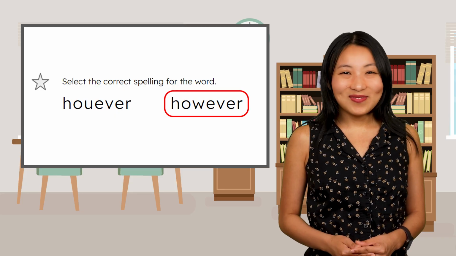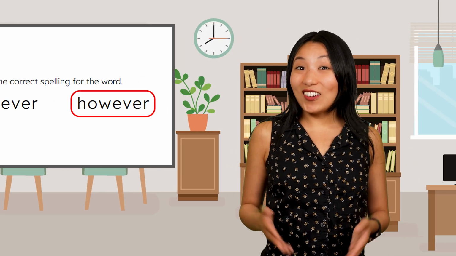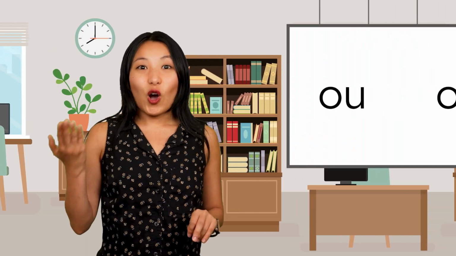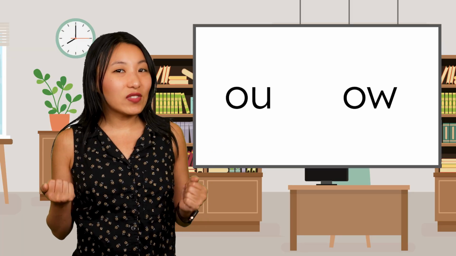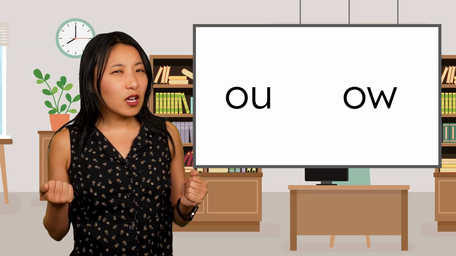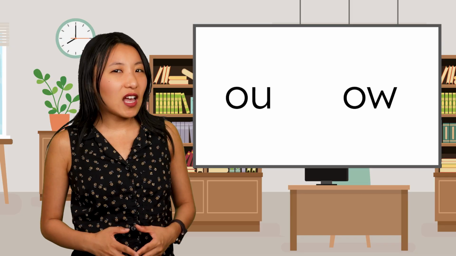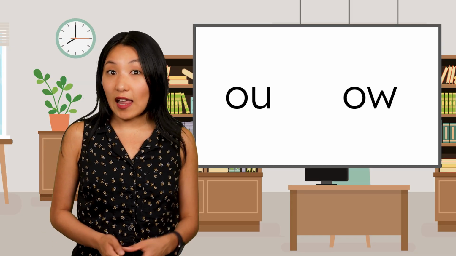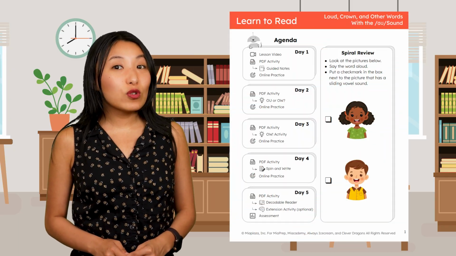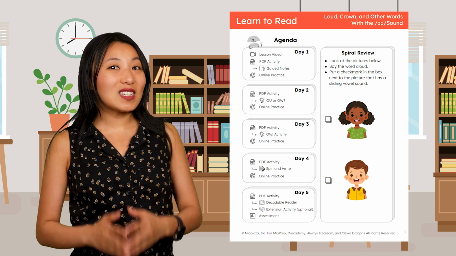Sound lab complete. Now you know the ow sliding vowel sound and the two ways to spell it. OU in the middle of a syllable and OW at the end of a syllable. But I wonder, are there other sliding vowels out there? We'll have to keep exploring the sound lab next time to find out. For now, keep practicing ow using the activities that go along with this lesson.